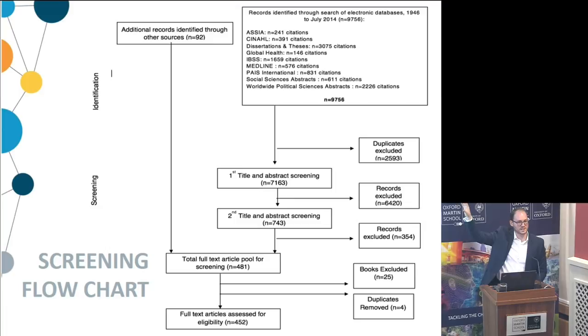The top right-hand box lists all the databases we searched and the number of records we identified in those databases when we used our search string. We had different stages of reviewing title and abstract to see, could this record that we found possibly contain an impact evaluation of international law? And then finally, towards the end, reviewing the full text. So we read 452 full texts in duplicate, with two people checking whether each could possibly contain an impact evaluation.